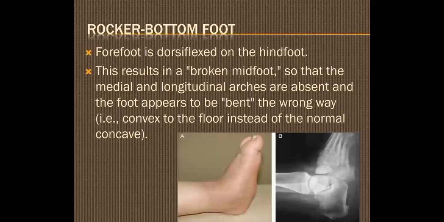Rocker bottom foot. The forefoot is dorsiflexed on the hindfoot. This results in a broken midfoot so that the medial and longitudinal arches are absent and the foot appears to be bent the wrong way. For example, it is convex to the floor instead of the normal concave. Normally our foot is concave, but in rocker bottom foot deformity it will be convex to the floor.